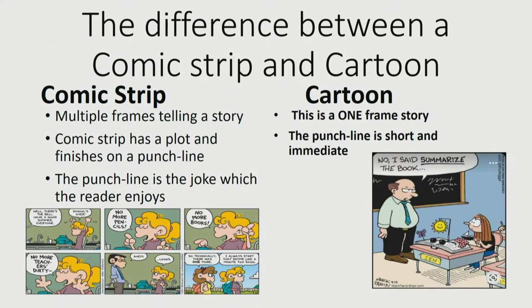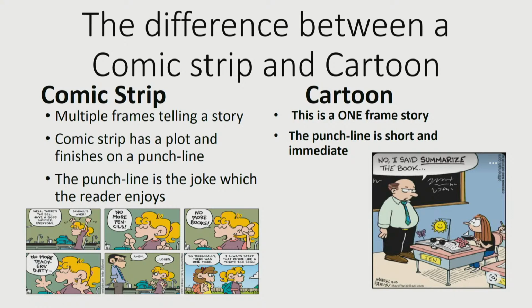What's the difference between a comic strip and a cartoon? You will notice that I have used it separately because it is not the same. A comic strip has multiple frames telling a story, and it normally starts from left to right, top to bottom. And it has the normal outlines of a plot. It has a starting point, a build-up, a climax, and an ending. The ending is normally the punchline where the joke is involved that the reader enjoys.